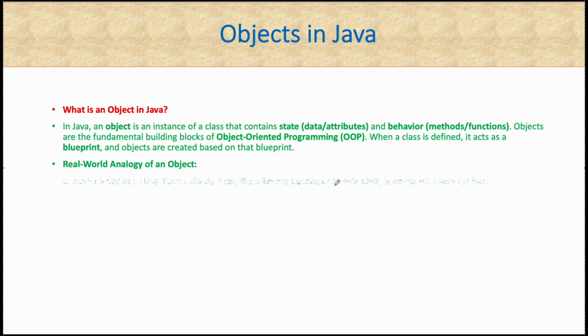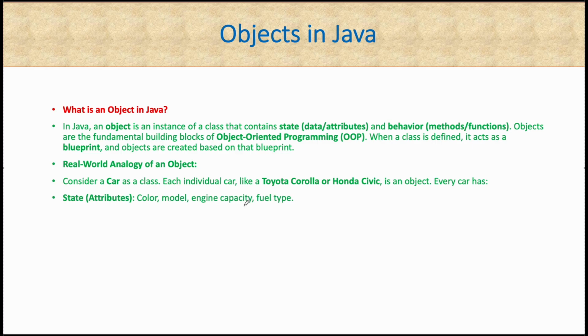Real-life analogy of an object. Consider a car class. Each individual car like a Toyota Corolla, Honda Civic is an object because you can drive it, you can go to your destination. But when the designer designed the car, that is the blueprint. Following that design, the car manufacturer makes the car which can be driven by you. State: color, model, engine capacity, fuel type are attributes. Behavior or methods: start, accelerate, brake, honk.